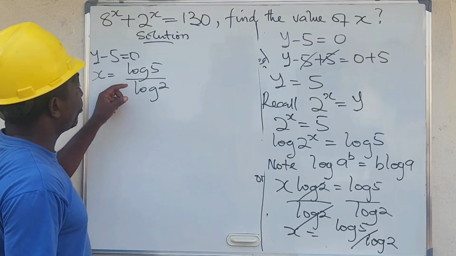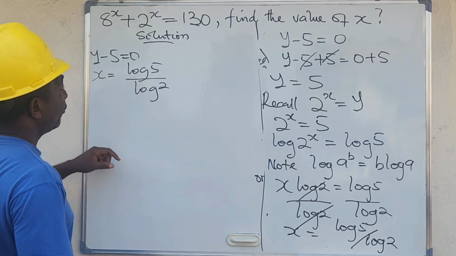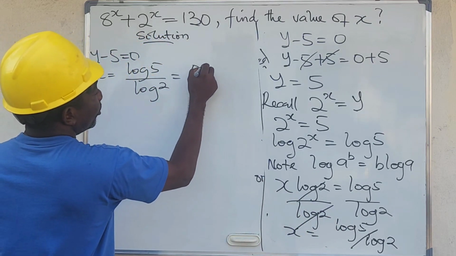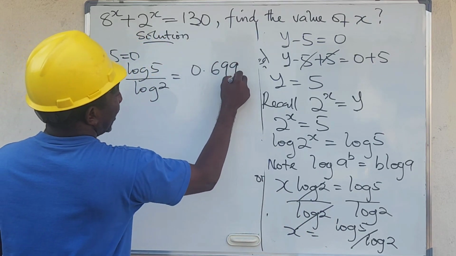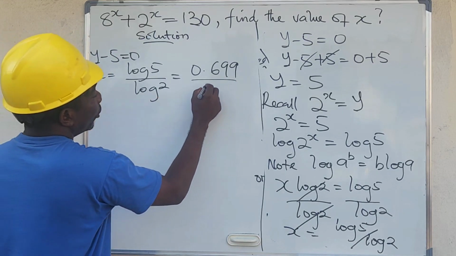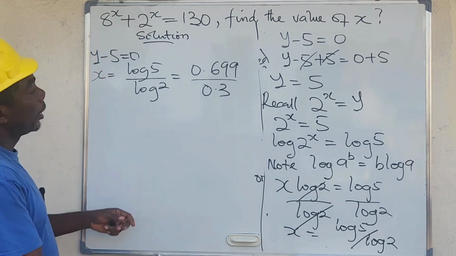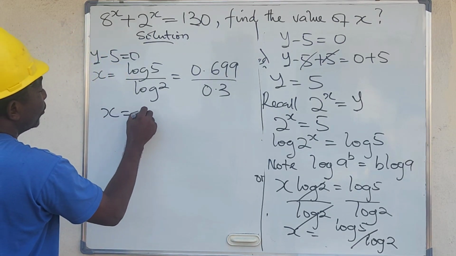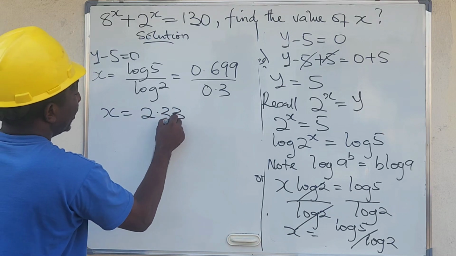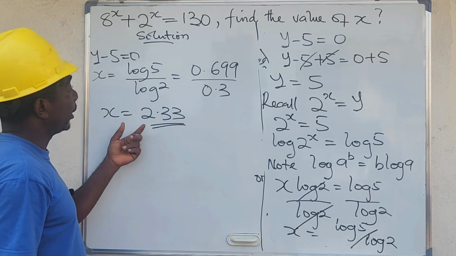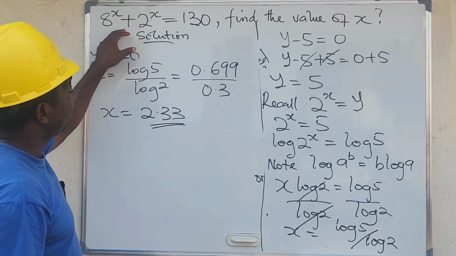In that case, when we punch our calculator, log 5 will be 0.699, all over, and when we punch our calculator for log 2, it's going to give us 0.3. In that case, when we divide this, we are going to have x equals 2.33. So this is the value of x, which is 2.33, and it satisfies this equation.